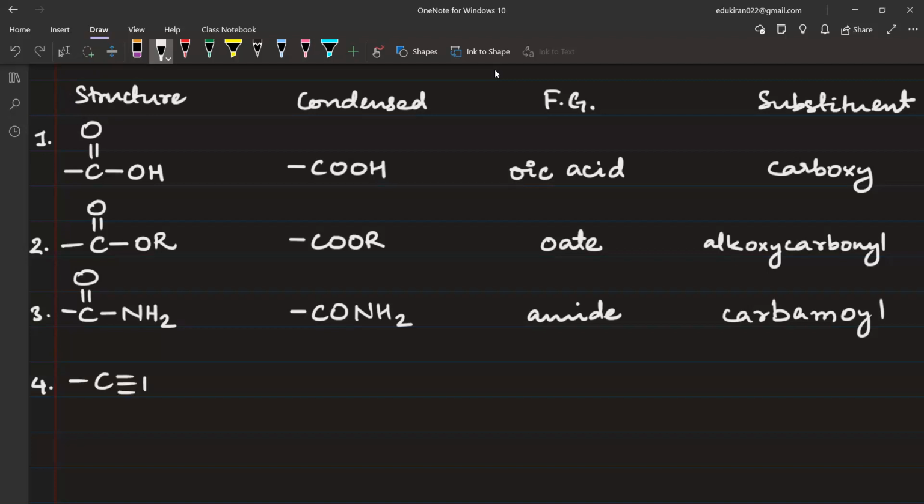C triple bond N, which is CN in condensed form. This is known as nitrile. And if it is present as a substituent, it is known as cyano.